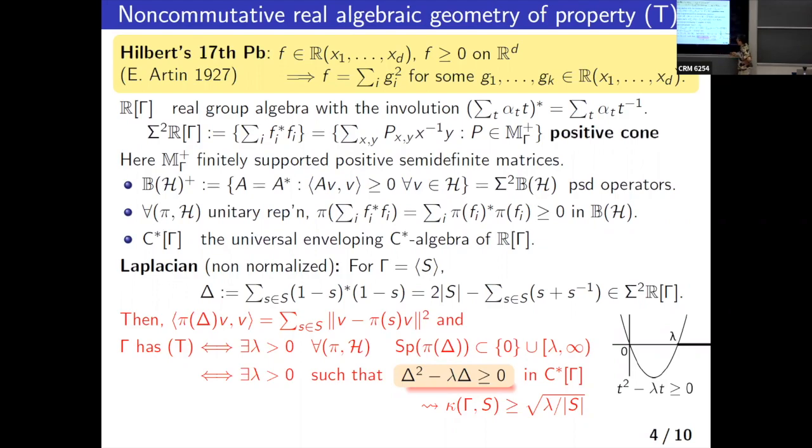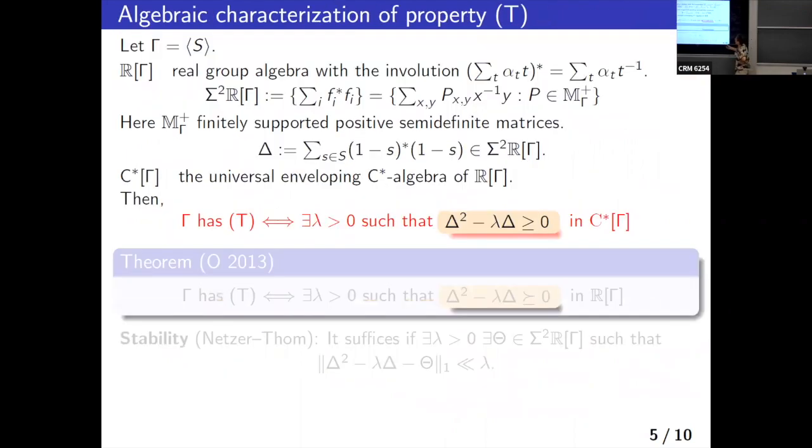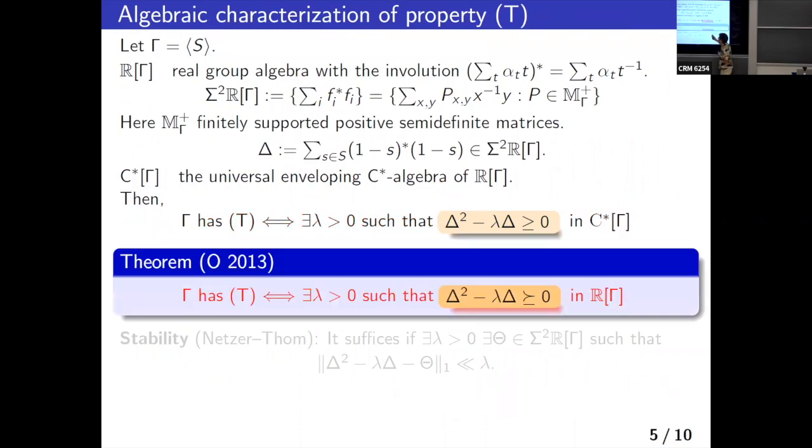And this property is nicely formulated in algebra. In terms of algebra, the spectrum has a gap if and only if delta squared minus lambda delta is non-negative in the C-star algebra, by the spectral mapping theorem. So this part is simple C-star algebra analysis. And this solution actually lifts to a real group algebra, or even the rational group algebra Q gamma. That's what I proved 10 years ago.